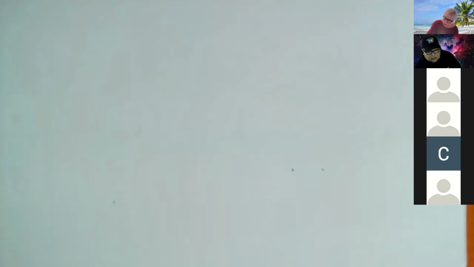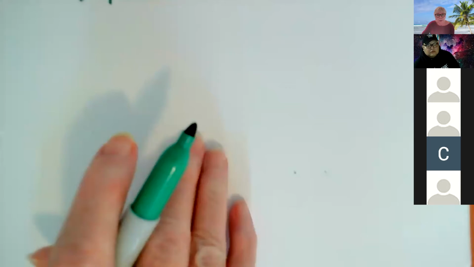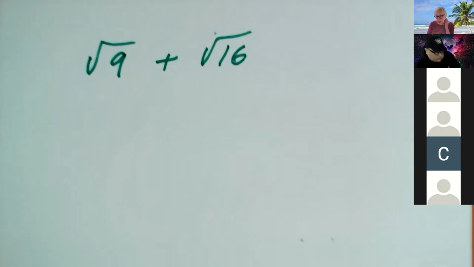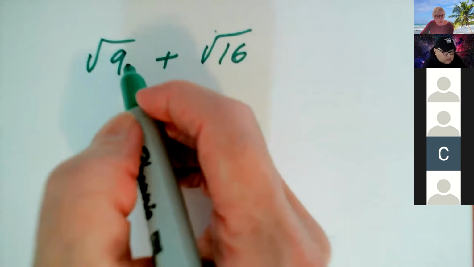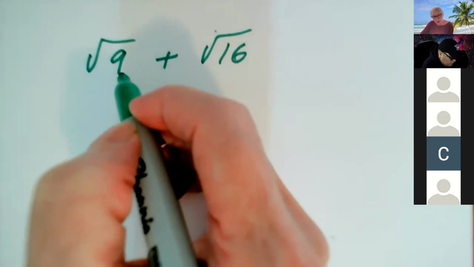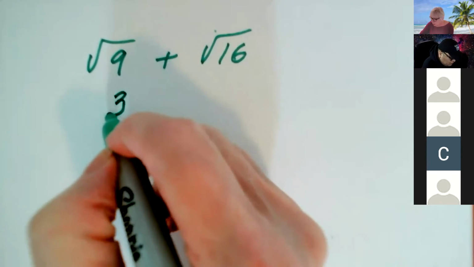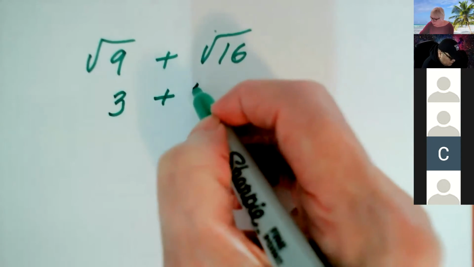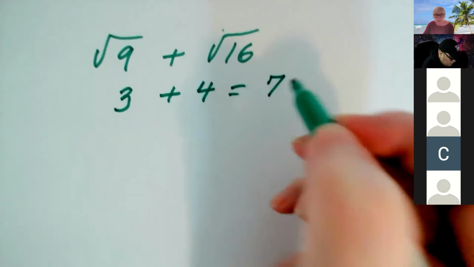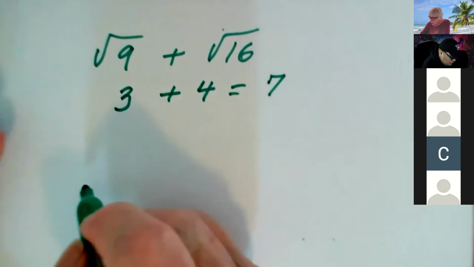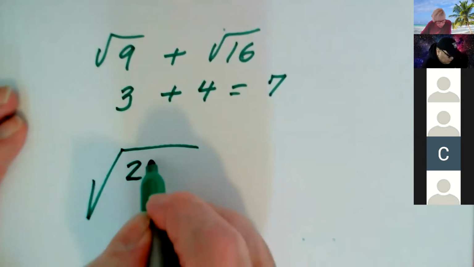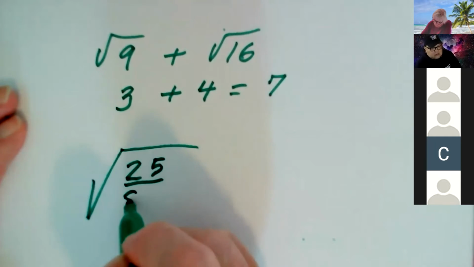Here's another one. I'm going to have to get paper. I think I'm on my last sheet. Square root of 9 plus square root of 16. Once you understand this game of what square root means, then it's pretty easy to do, especially if they're perfect squares. Square root of 9 is 3. Square root of 16 is 4. Answer 7. Okay?